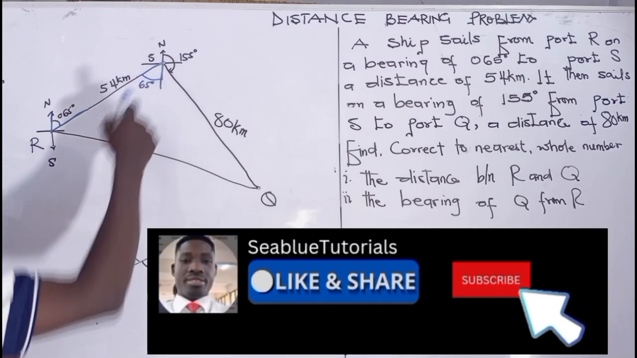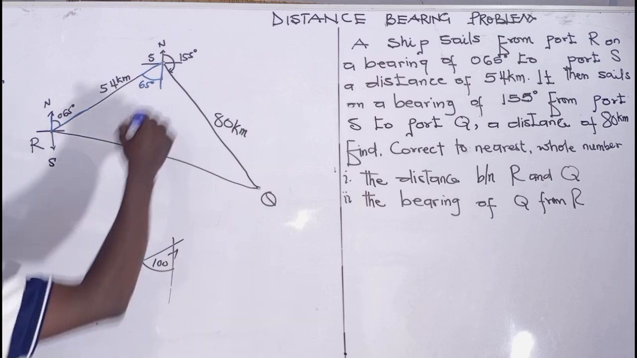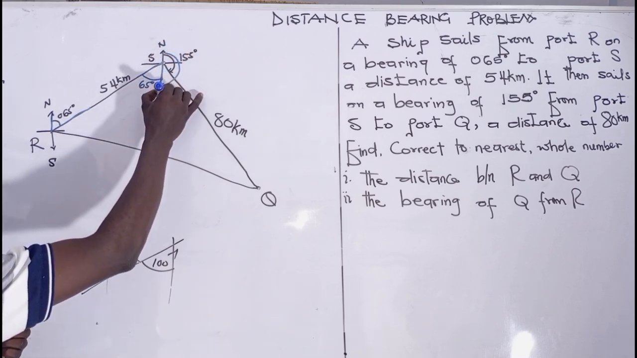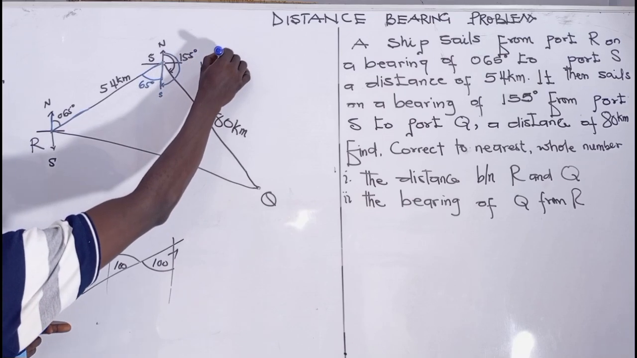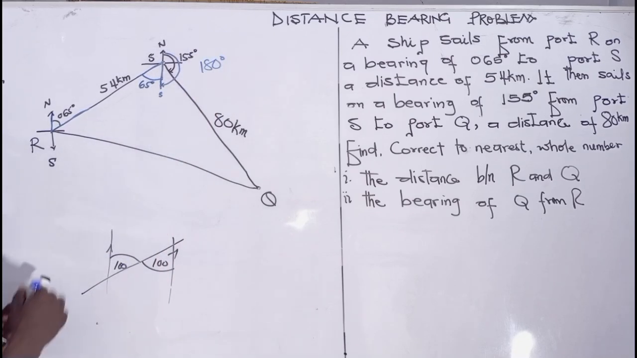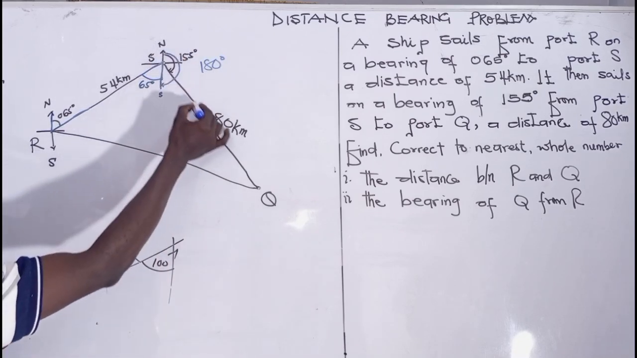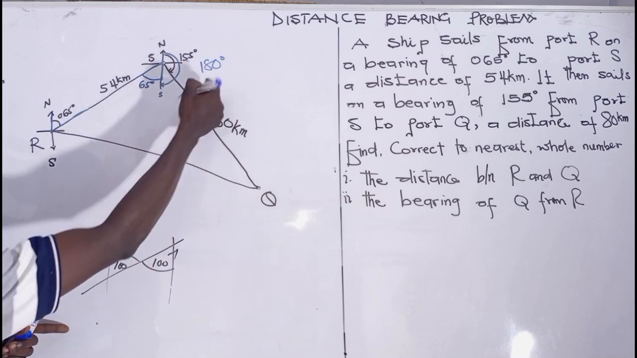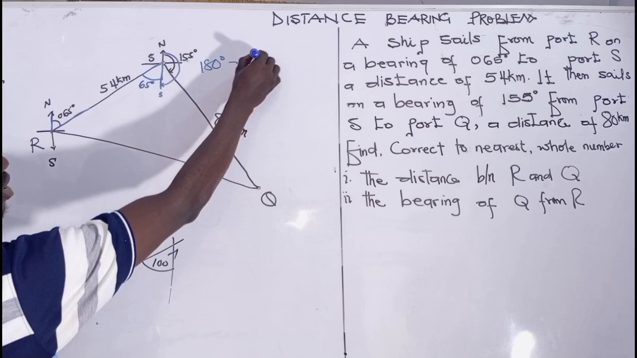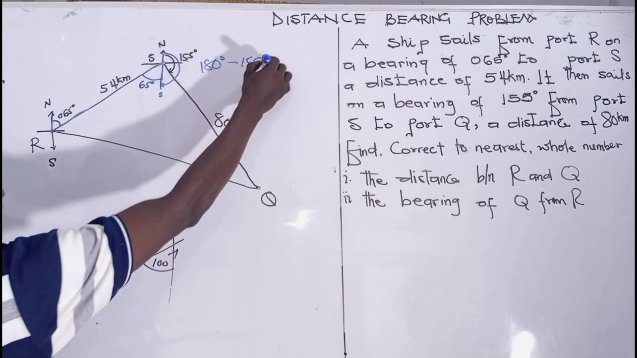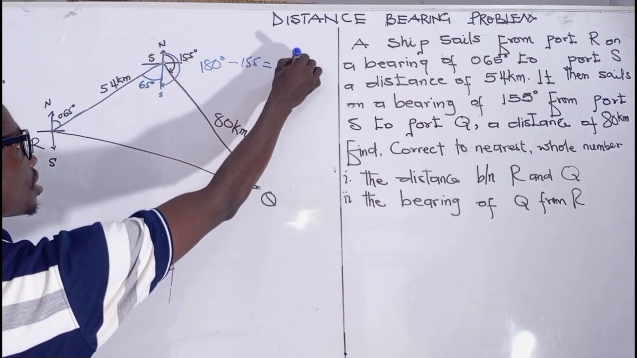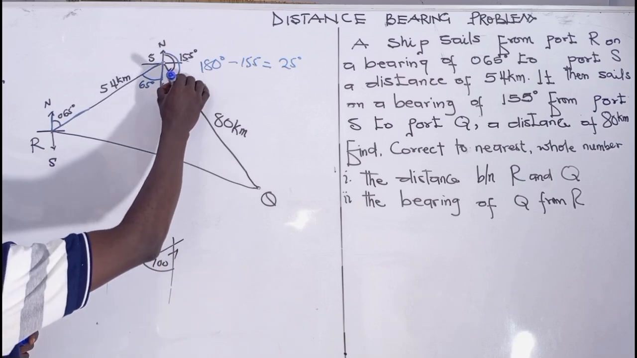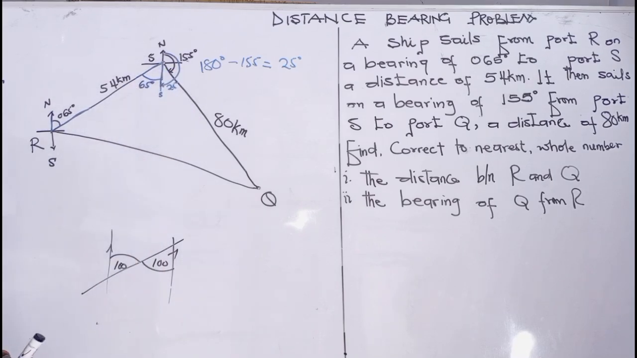Now let's move on to this particular angle. We know that the measure from the north to the south pole is what? 180 degrees. And we know that the measure from the north to this terminal is 155 degrees. So to find this small angle, we are going to subtract 155 degrees from 180, and that is going to give us what? 25 degrees. So this angle is 25 degrees.